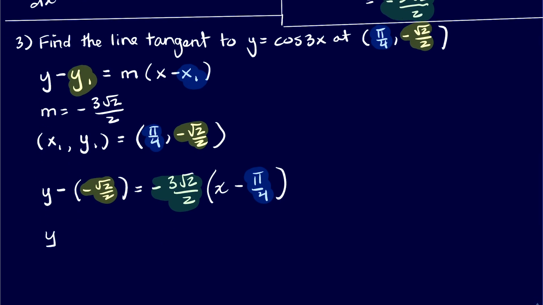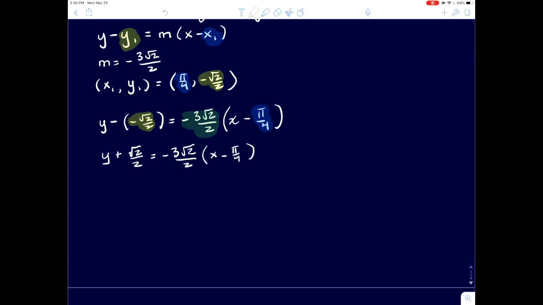And we'll end up with y plus root 2 over 2 is equal to negative 3 root 2 over 2 times x minus pi over 4. We're using WebAssign, and in WebAssign they isolate the y value. I would be fine with this result on an exam, so I'll go ahead and circle this. Actually, I kind of prefer it. It's easier to grade.